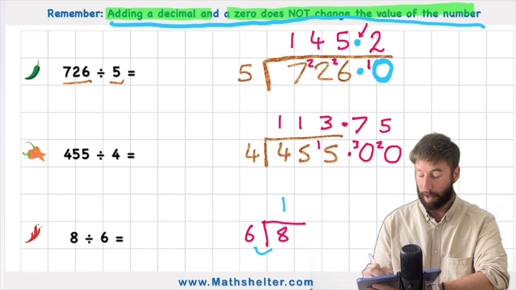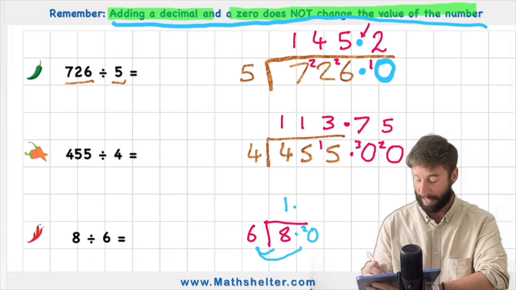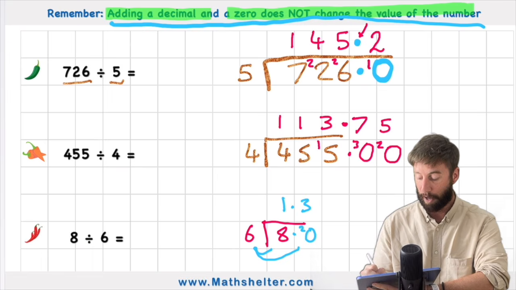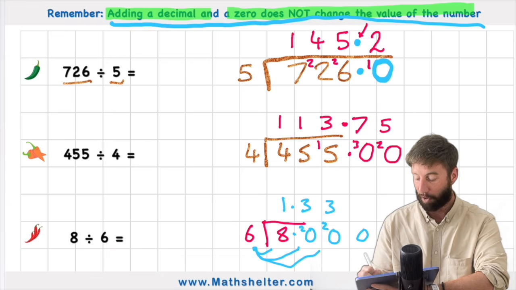Well, there's 1, and we have 2 left over. So I need to put my decimal in place, put my 0, and carry my 2 across. How many 6s are there in 20? 6, 12, 18. I have 3, and I have 2 left over. So I need to put another 0 and another 2. But look what's happening. All that's happening here is I'm getting into this weird pattern of only being able to get up to 18 and constantly having 2 left over.